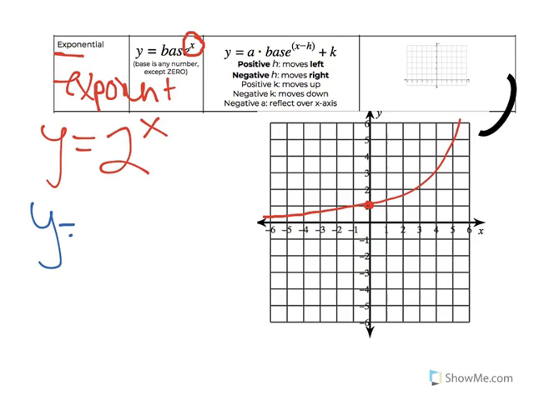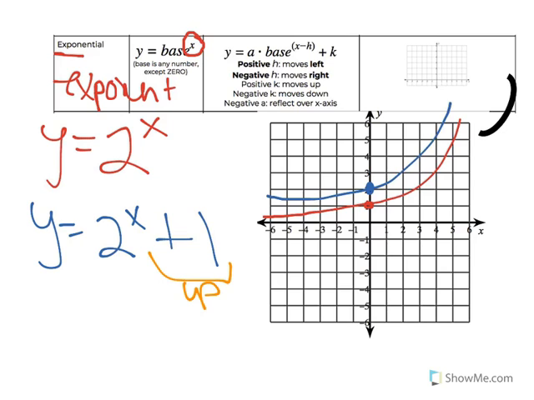So if we had y equals 2 to the x and then plus 1, that would be a shift going up 1. So from the original point, we're going to go up 1, so it's going to put us at 2. That's where it can kind of get confusing, because we're not starting at 1. Even though we see plus 1, we're starting up 1 from the original, so that would be 2. And then we do that swoop.